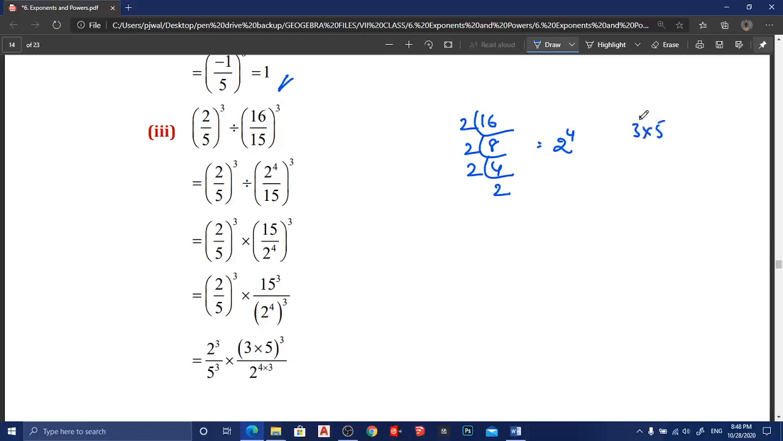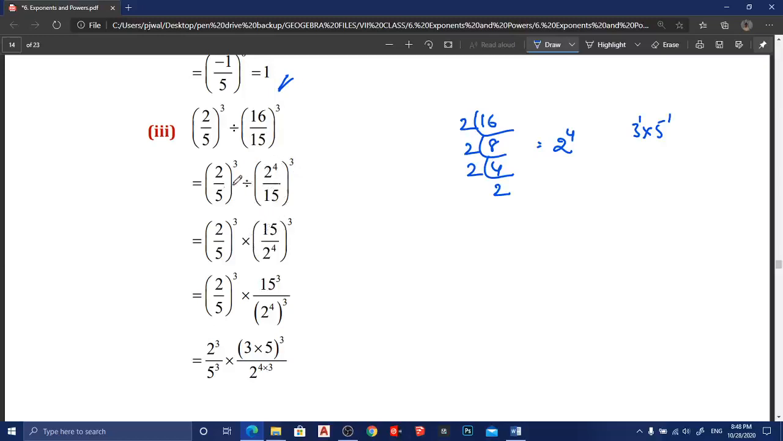Okay, it is power of 1, so 3 into 5 is 15. On 3 into 5 only you can write. Okay, now first convert this 16 as 2 to the power of 4. Okay, in the next step, this (2 by 5) whole cube divided by (2 to the power of 4 by 15) whole cube. How can you write this in the form of multiplication?